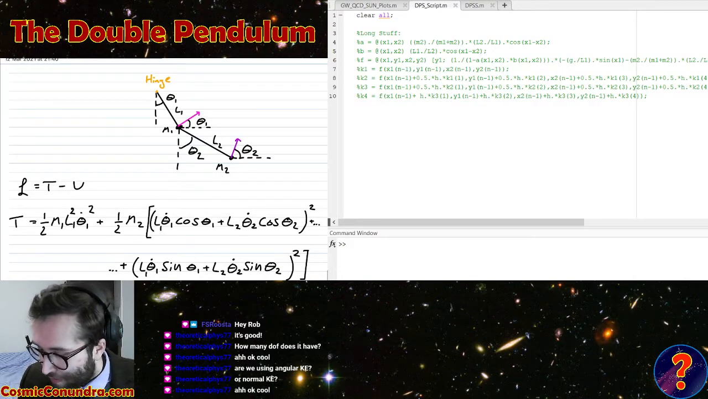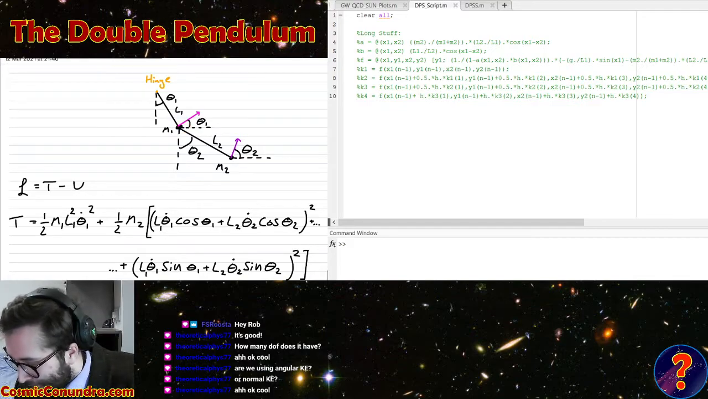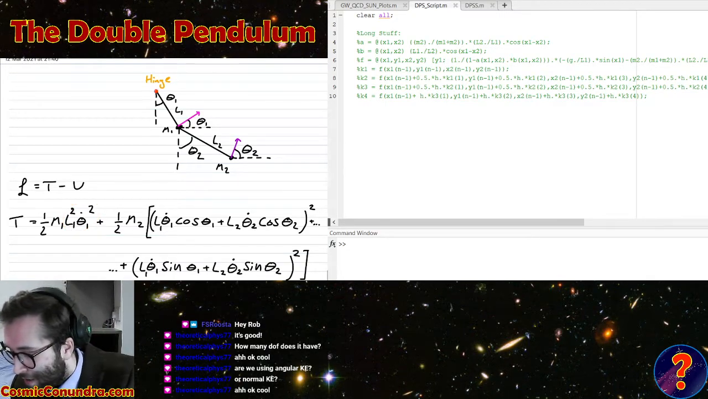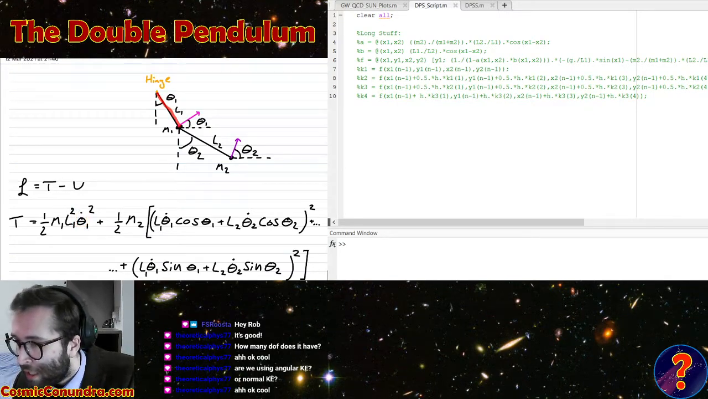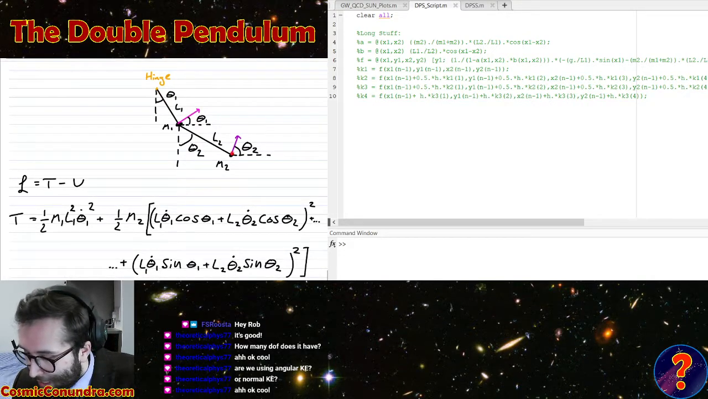So the kinetic energy of the first particle of M1 is straightforward enough. That is just going to be its linear velocity squared. So it's undergoing circular motion around the hinge. So its linear velocity is just the angular velocity, which is θ1 dot, times the radius of its motion, L1. Okay. But the linear velocity of the second particle, M2, is a little more complicated.